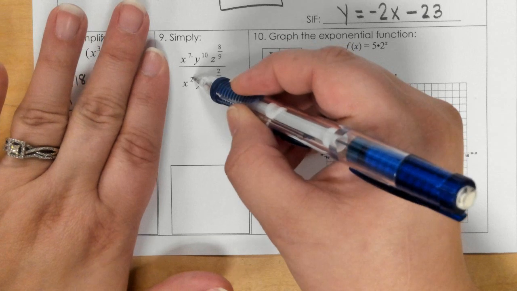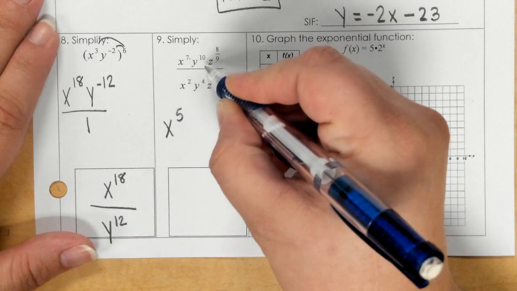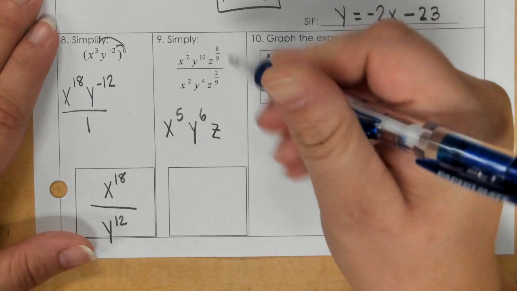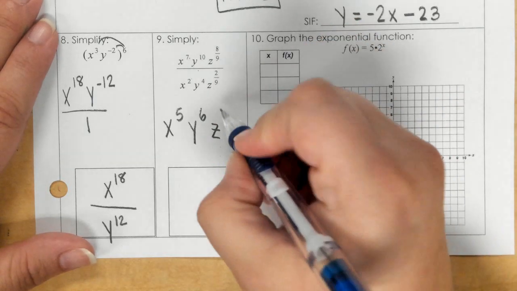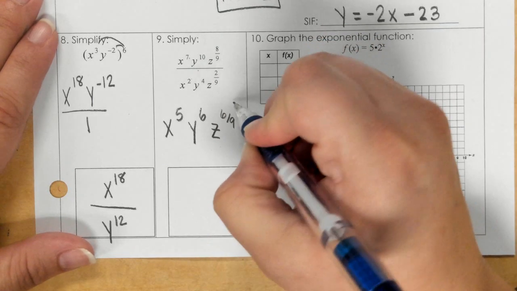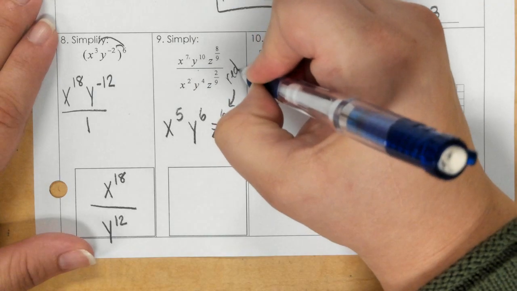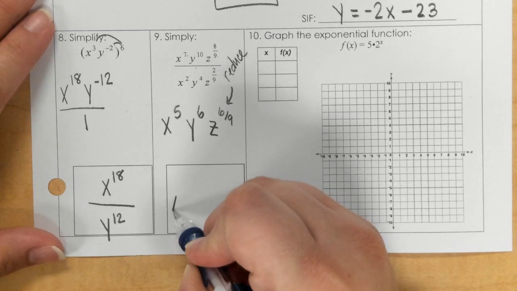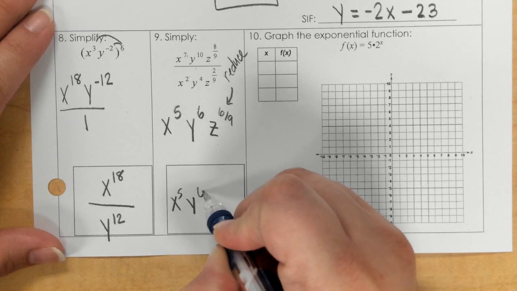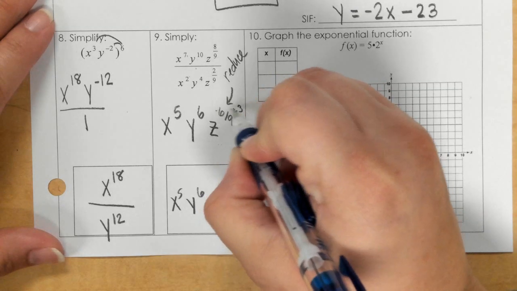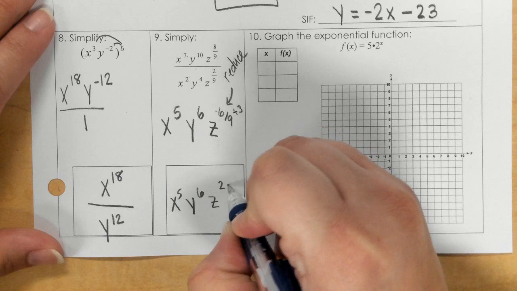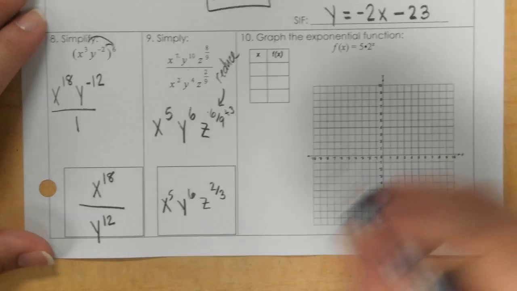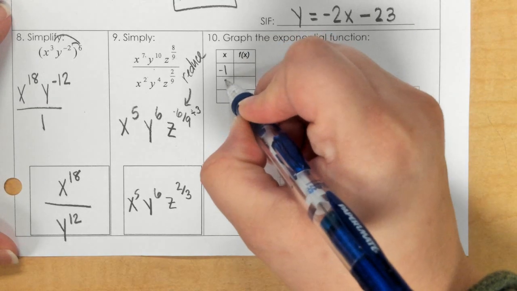In number 9, we're subtracting the exponents if they have the same base. So for the x, 7 minus 2 would be 5. For the y's, 10 minus 4 would be 6. And then for the z, 8 ninths minus 2 ninths would be 6 ninths. But this can reduce by 3. So I would rewrite that as x to the 5th, y to the 6th, and if I divide this by 3, this would give me z to the 2nd over 3, so 2/3.